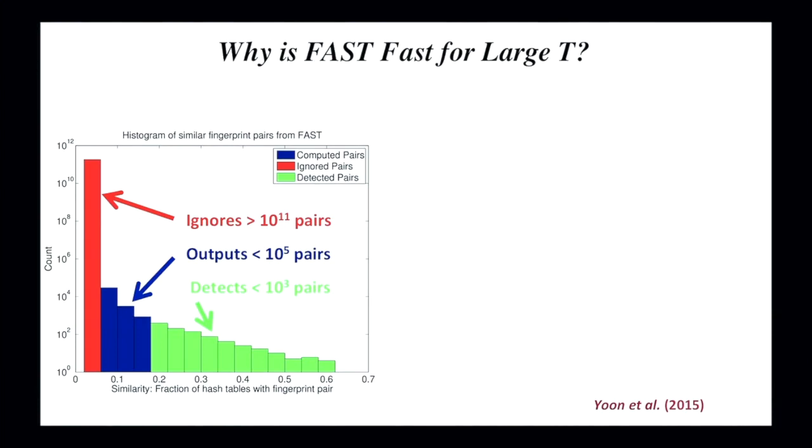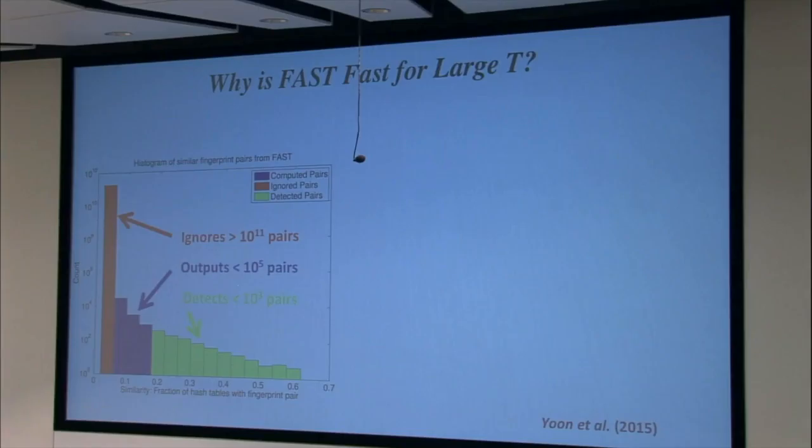And so the question might be, why does FAST work fast for large T? This is kind of an odd diagram, but this is just a histogram showing the number of window pairs, actually, versus their similarity.